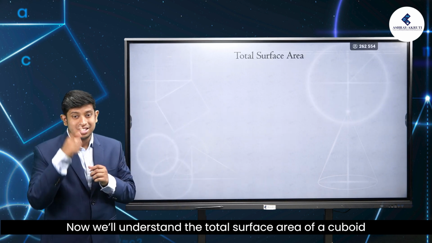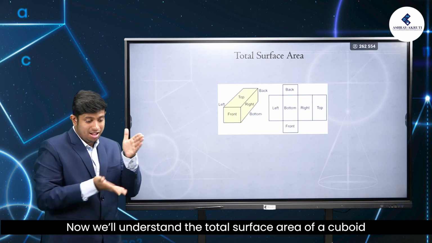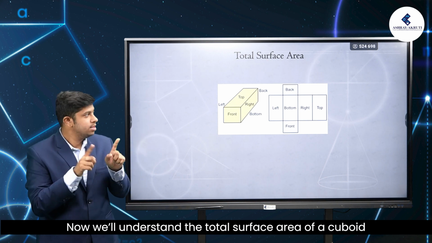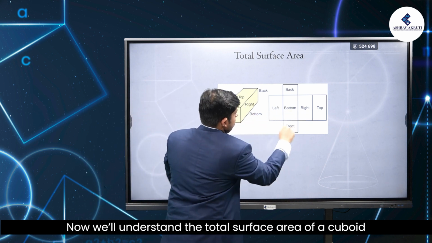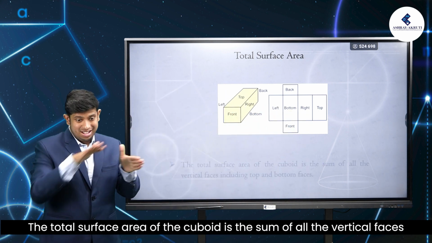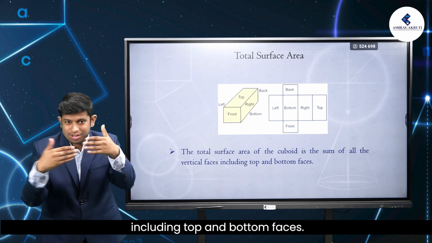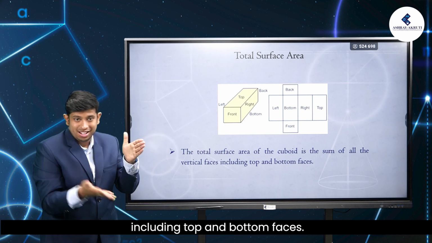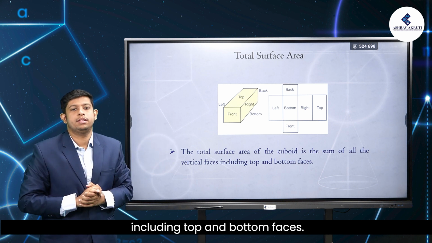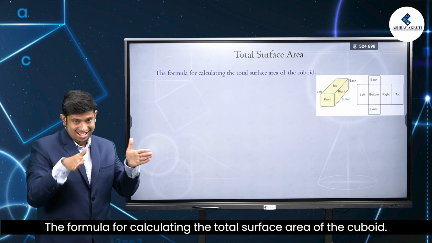Now, we will understand the total surface area of a cuboid. The total surface area of the cuboid is the sum of all the faces including the top and bottom faces. The formula for calculating the total surface area of the cuboid.